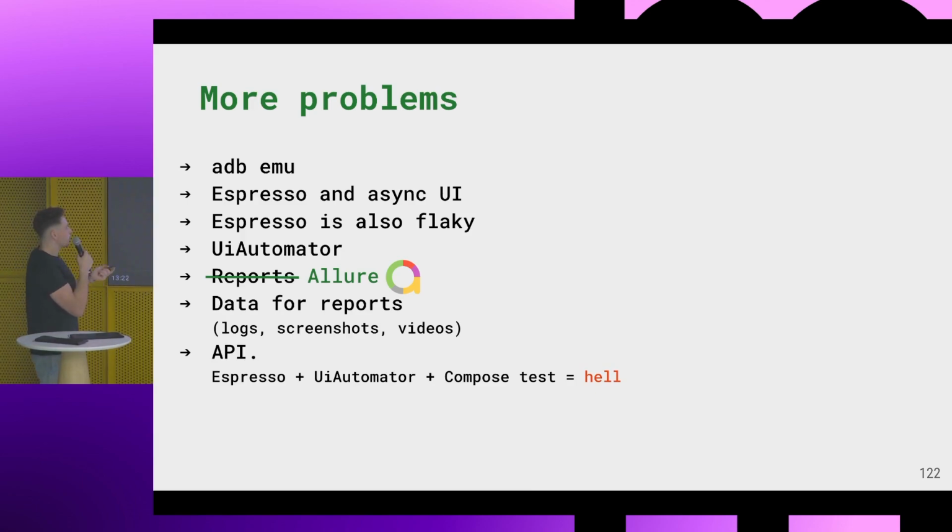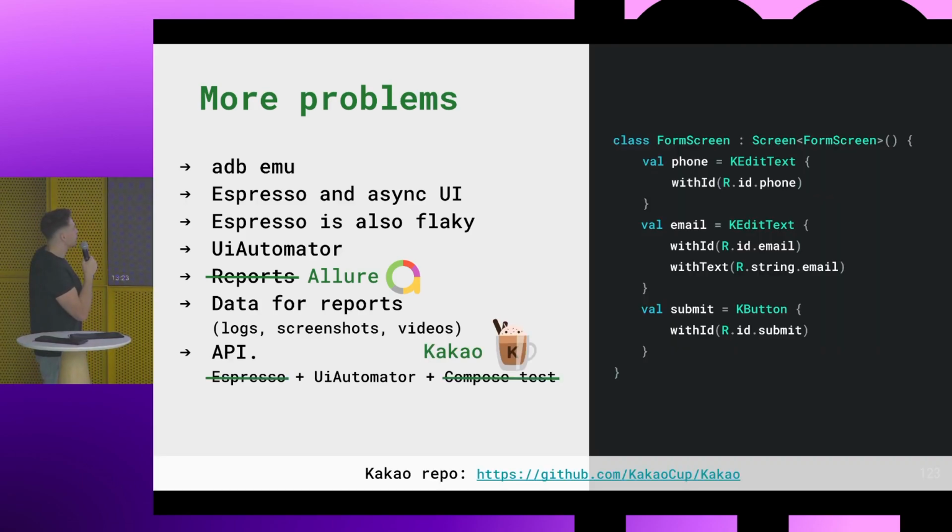Also, Espresso and Automator have not very convenient API. Also, with a release of Compose, we have the third tool. It looks like Espresso, but it is not Espresso. Yeah, we need to solve this. Actually, for Espresso and Compose, we have Kakao. It is also an open source library. It provides some syntax sugar for you.